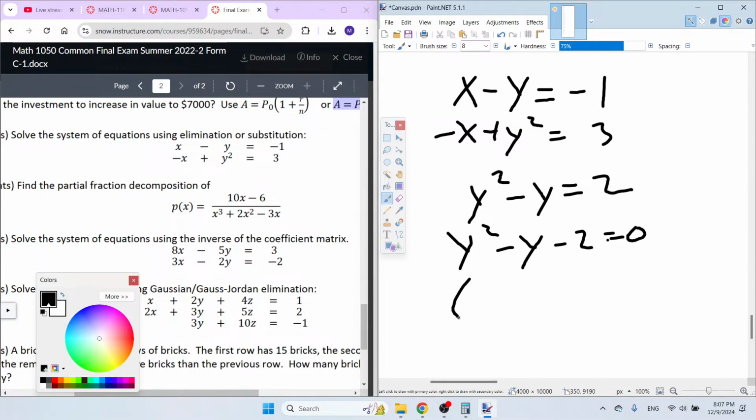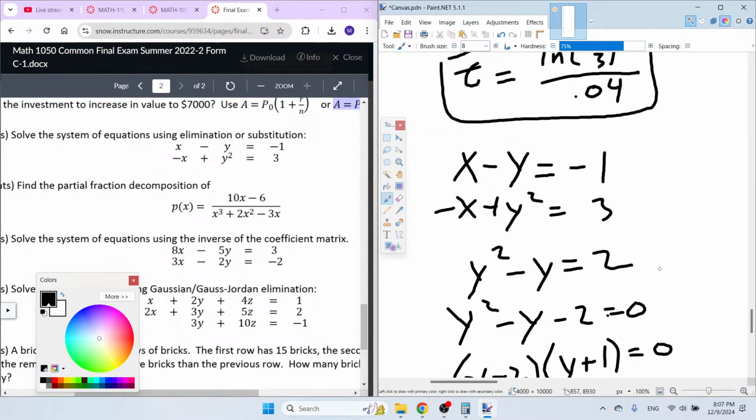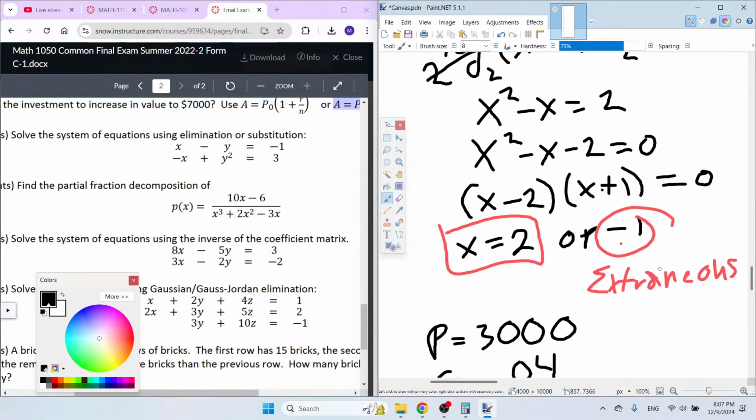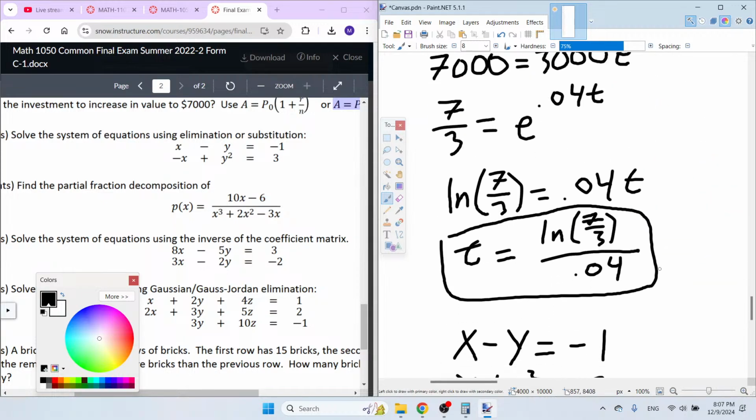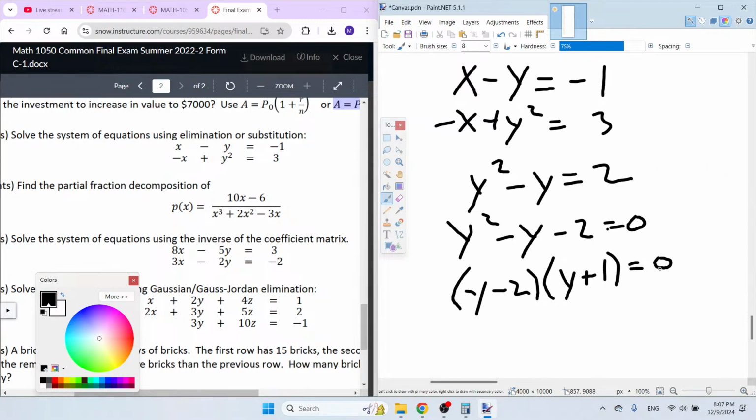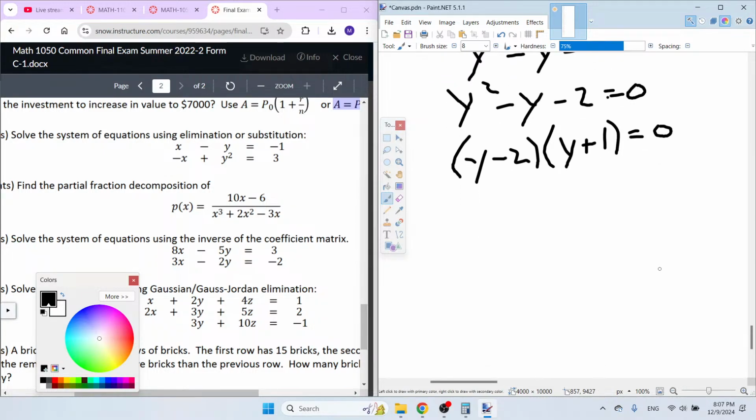And from here, this factors as y minus 2 times y plus 1 equals 0. This seems familiar. I think that we already factored that polynomial. X minus 2, x plus 1, y minus 2, y plus 1. Yeah, it's the same polynomial. They just swapped it for y. Okay. So we know the y values that we can get are y equals 2 or y equals -1.